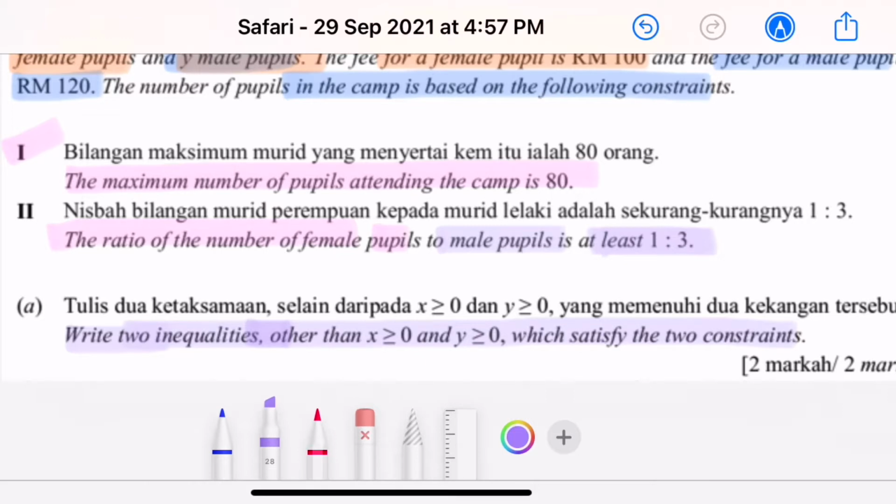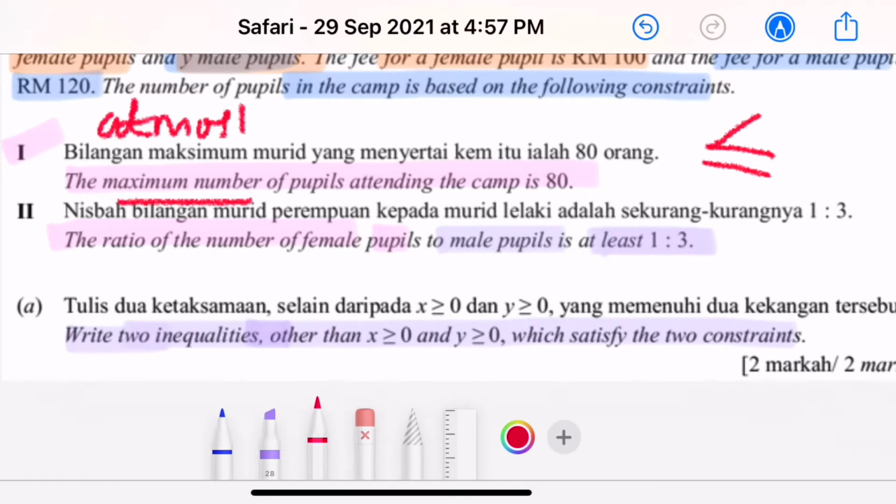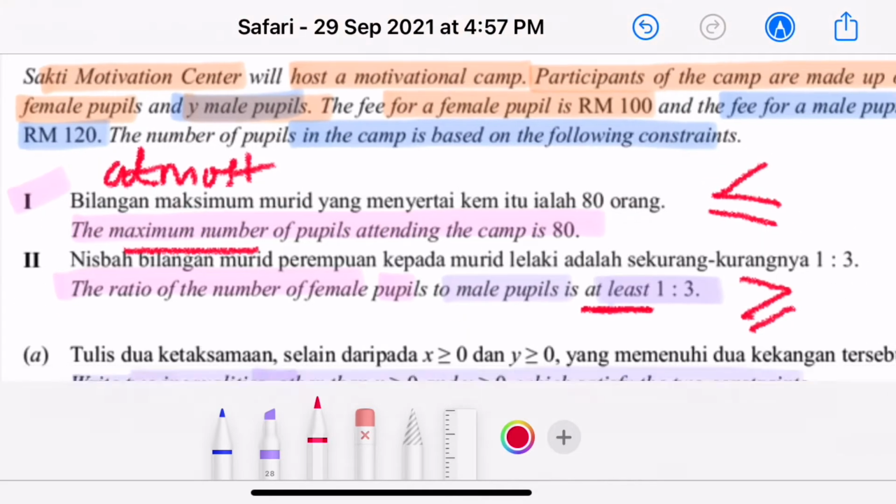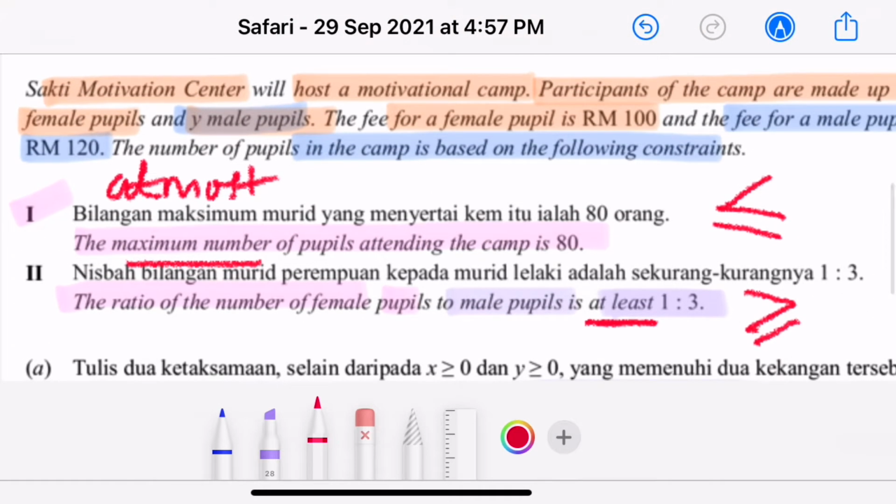We have two constraints, so we are lucky. Whenever you see maximum, this is the symbol. Maximum is the same as at most. At most and maximum are the same. Whenever you see at least, it is minimum. So let the number of female pupils be x and the number of male pupils be y.